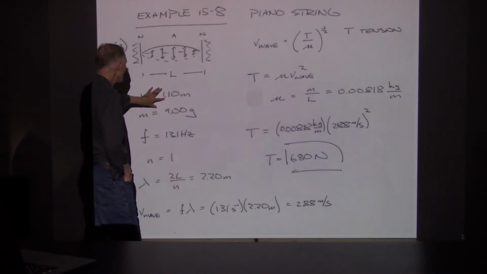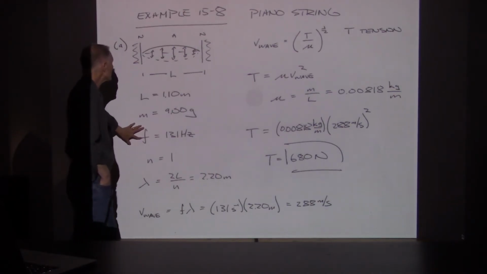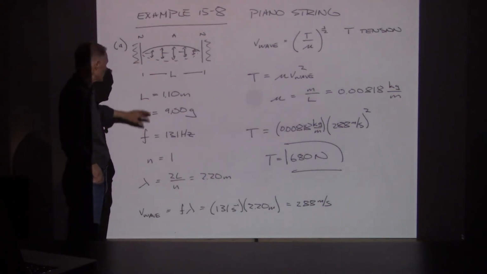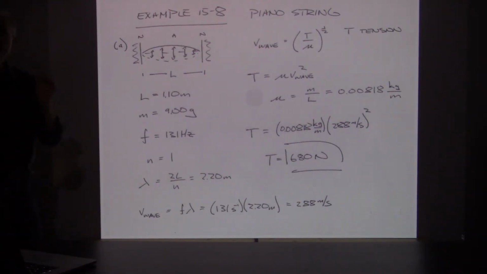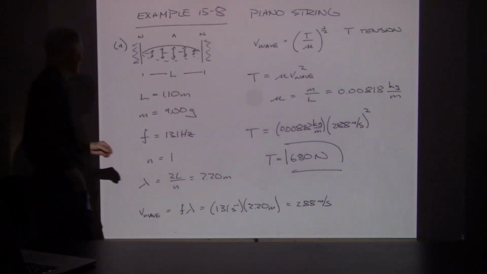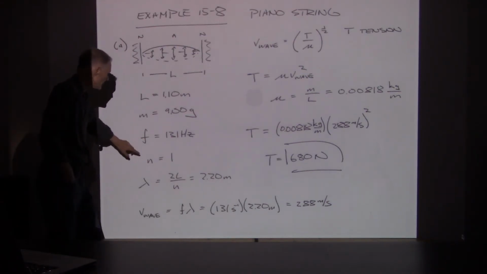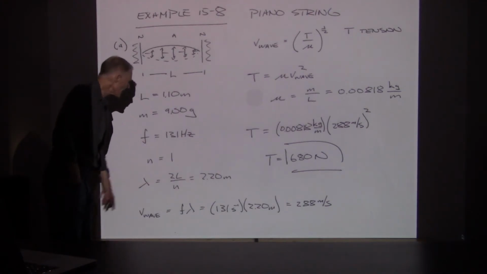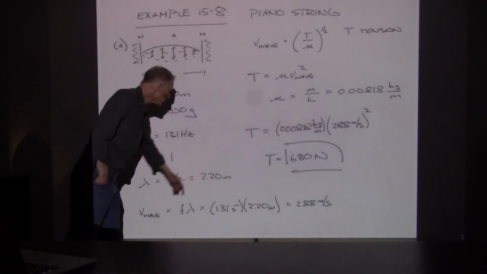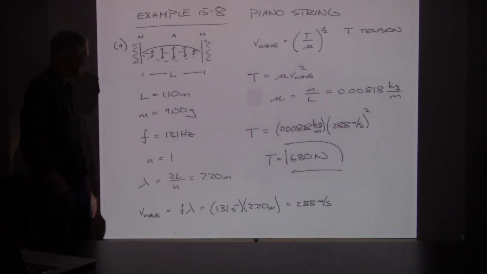The string has a length of 1.10 meters. The mass is only 9 grams. We want to create a frequency of oscillation of 131 hertz because, hey, it's a piano string and we want it to have a certain pitch. And the pitch depends on frequency. Now we're going to be using the first harmonic. That means that the wavelength, 2L over n, is here 2.20 meters.